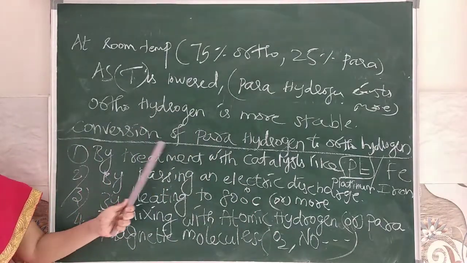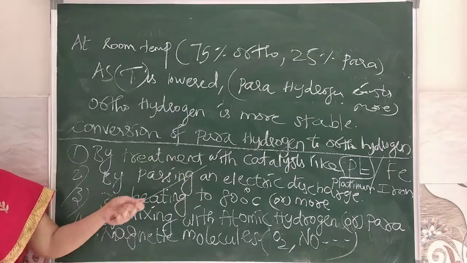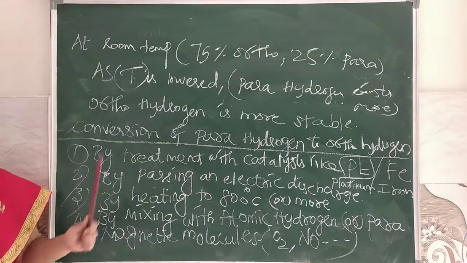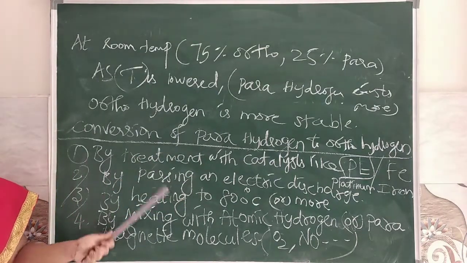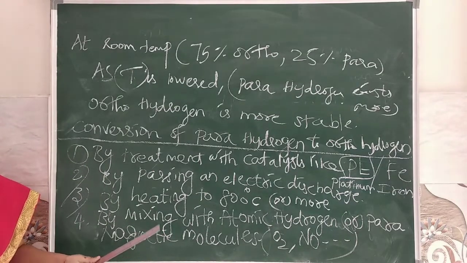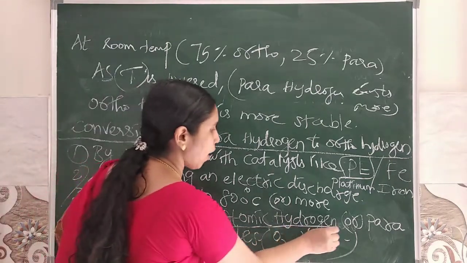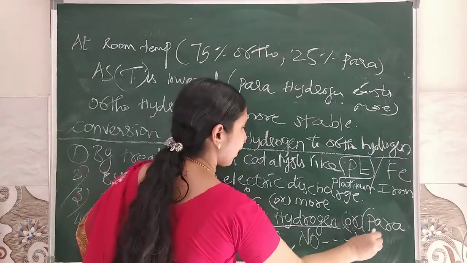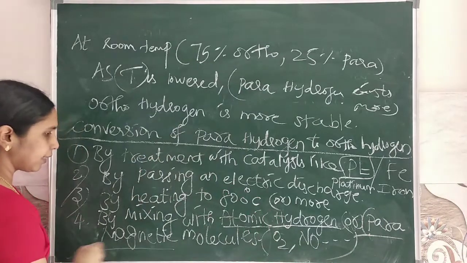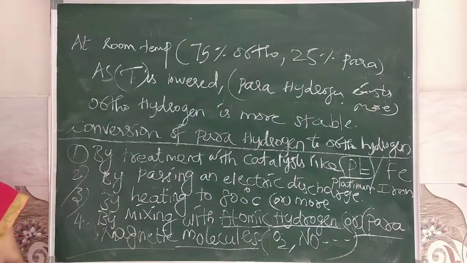So how is parahydrogen converted into orthohydrogen? First one, by treatment with a catalyst. The catalyst may be platinum or iron. Second one, by passing an electric discharge. Third point, by heating to a temperature of 800 degrees Celsius or more. And the last point, by mixing with atomic hydrogen or paramagnetic molecules.